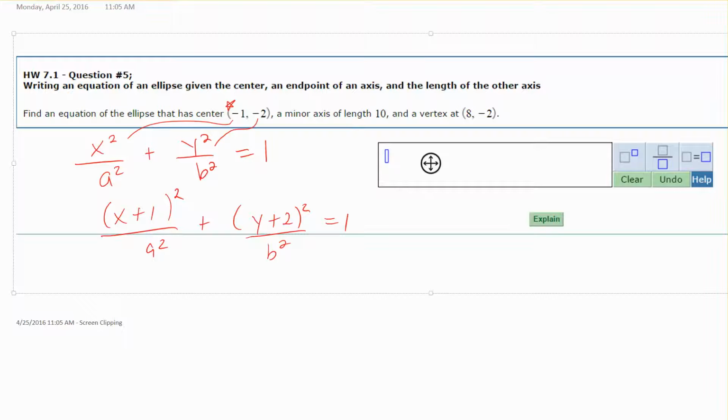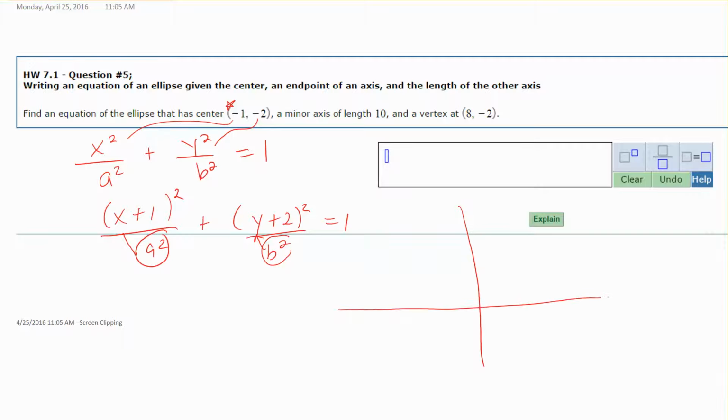Now the denominators come from, for graphing, the direction that you're going to move in the x direction and in the y direction to graph your ellipse. So a good idea at this point is to start to sketch what they gave to you.